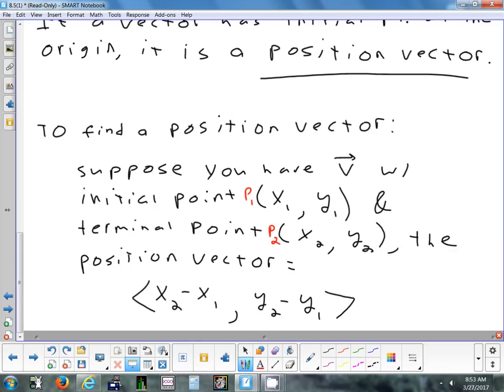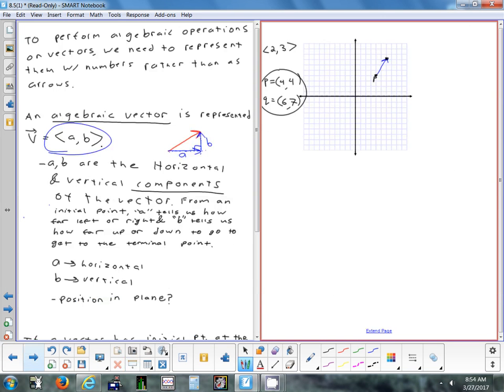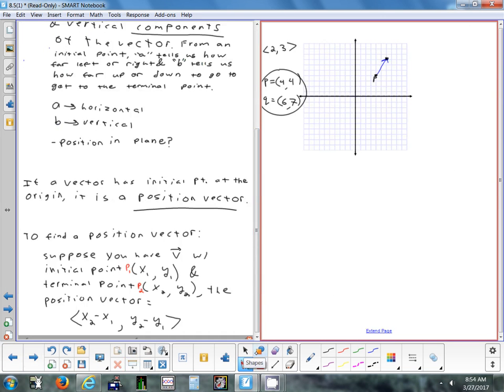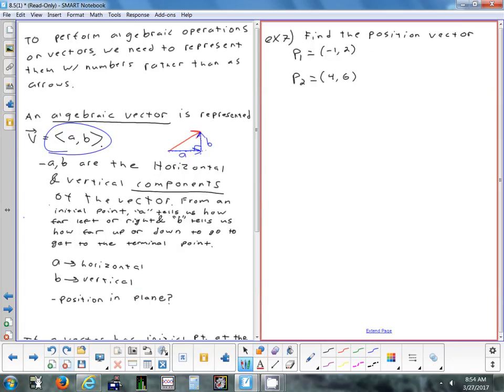All right, so we'll try finding a position vector given two coordinates. Okay, so there's our problem. Okay, if they don't tell me which one is which, always assume P1 would be initial, P2 comes after it, that would be terminal.